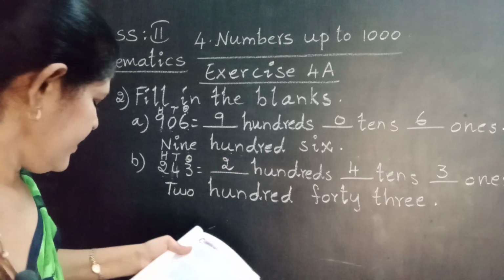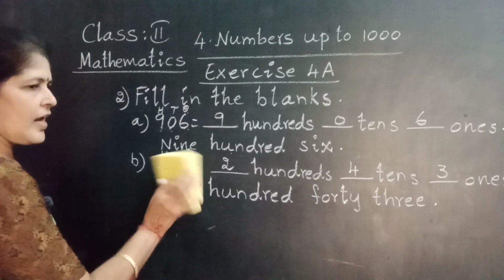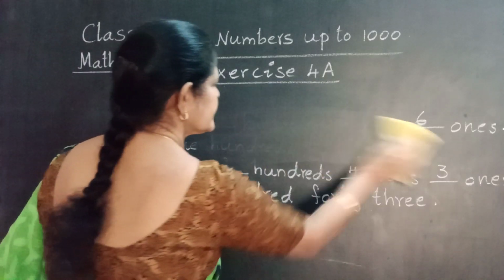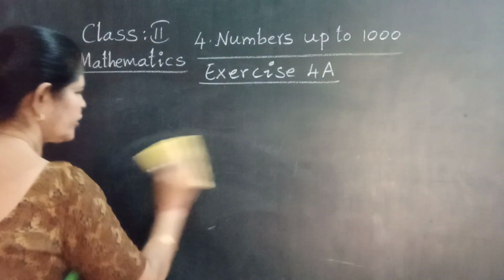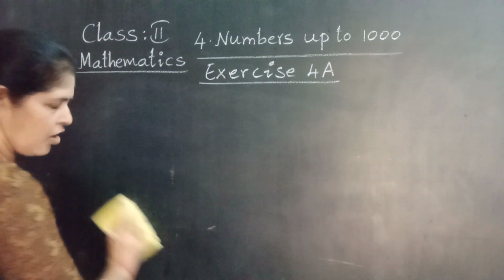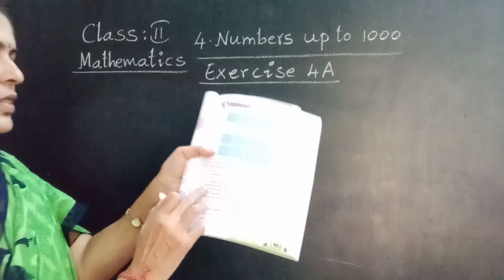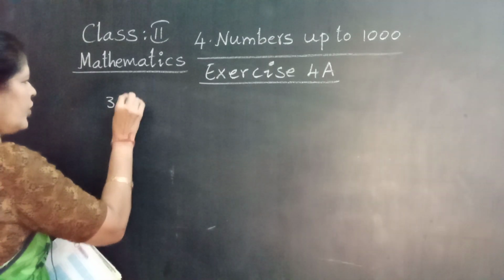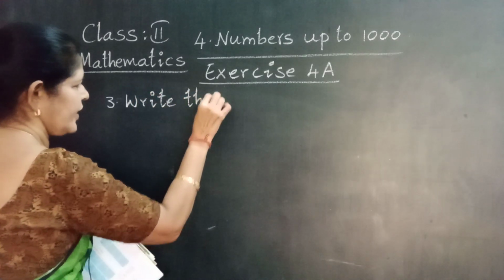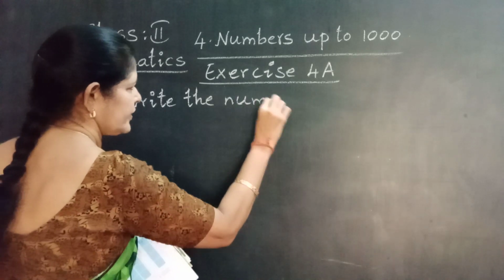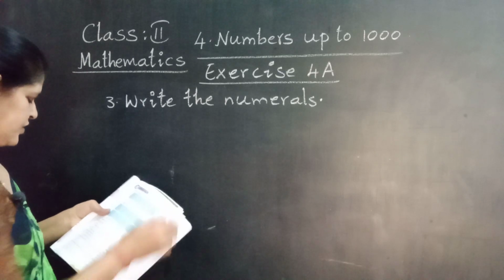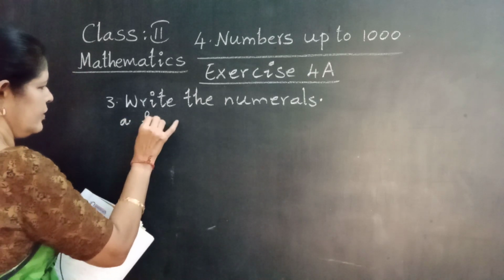243. Okay, go to next, third Roman. Same exercise, fourth chapter, first exercise, 4A. Now go to the textbook, third Roman. What is the heading? Write the numerals. That means write the number. Ready? First one, A. Read the words.